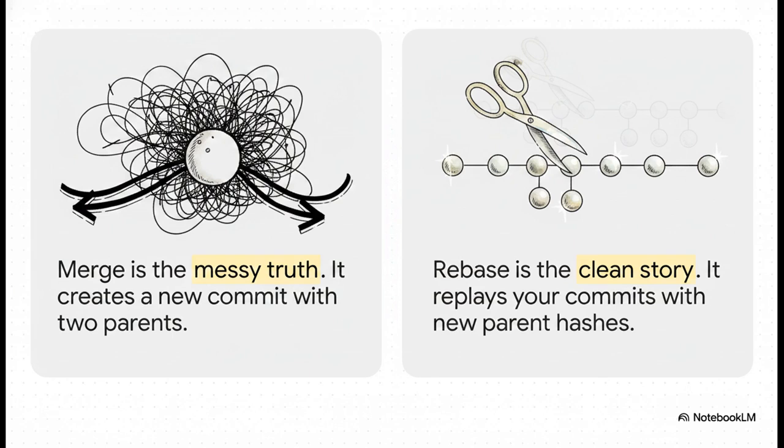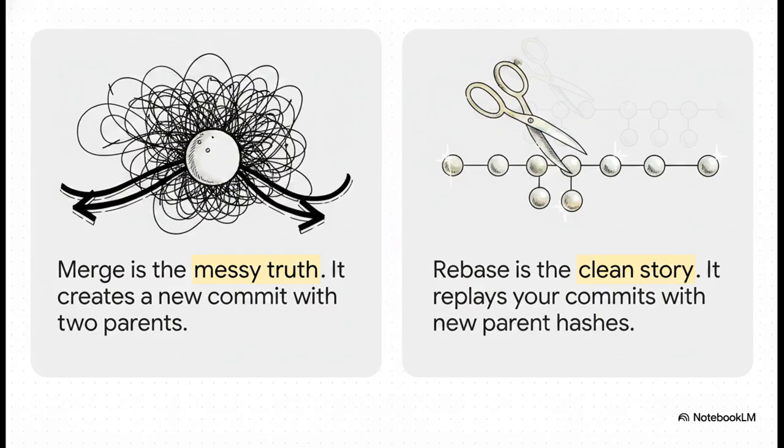Okay, so what happens when you're done building your feature and you want to integrate it back into the main timeline? Well, you've basically got 2 choices, merge or rebase. Merging, which you see on the left, is the messy truth. It creates a brand new commit that actually has 2 parents, showing exactly when and where those 2 parallel lines of work mash together. Rebasing, on the right side, is the clean story.